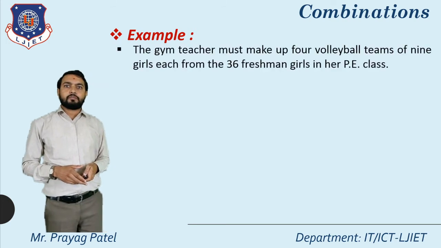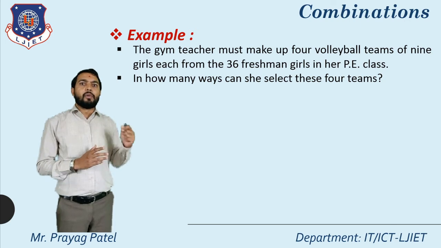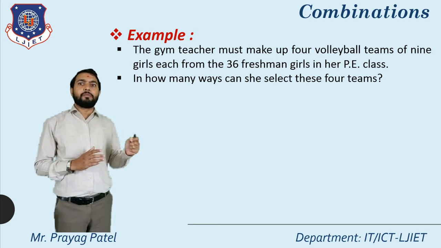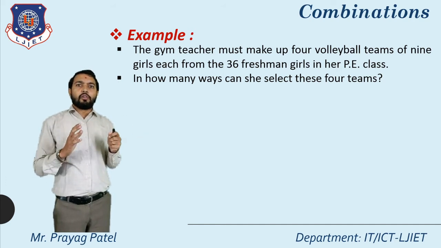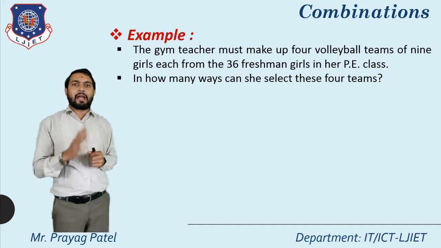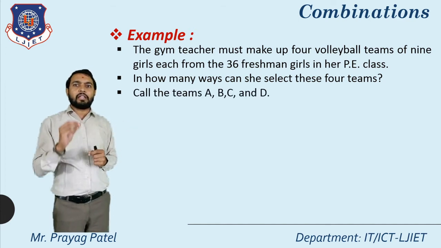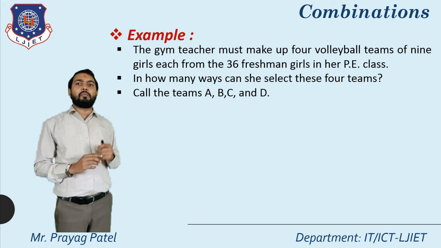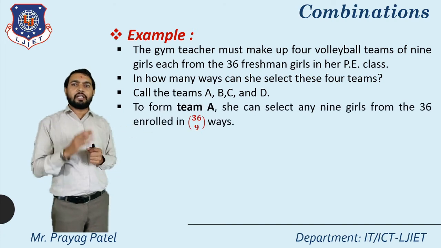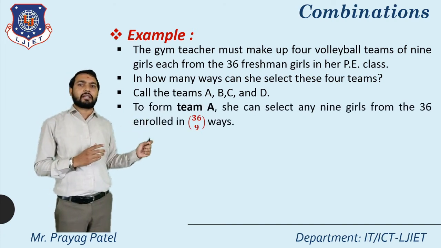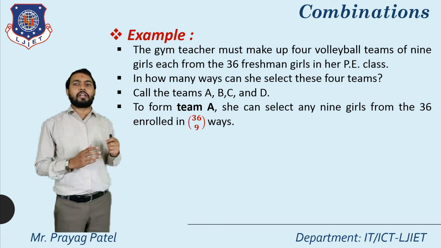Now after that, we consider the example where the gym teacher must make up 4 volleyball teams of 9 girls each from the 36 girls. So here you have to make 4 teams of 9 students. That means we can name the teams A, B, C, D. So you have to select team A with 9 members, team B having 9 members, team C having 9 members and team D having 9 members. For team A, select 9 students from the 36. So C(36,9).